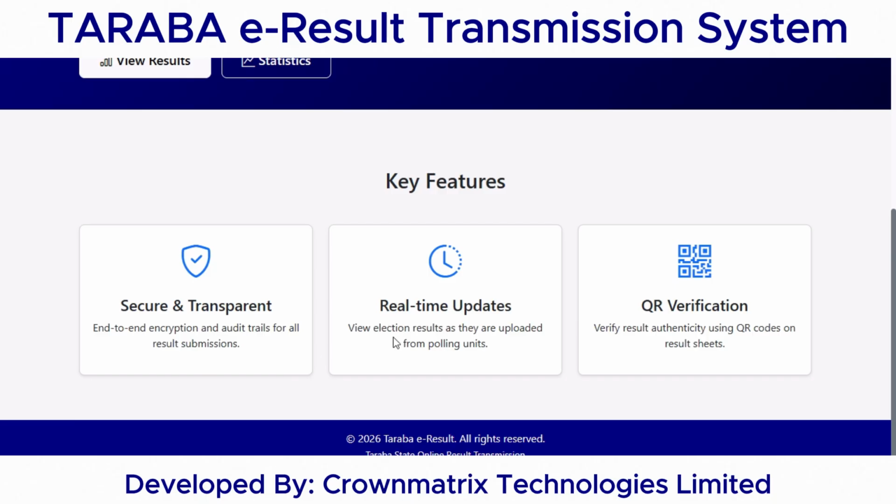And we also have real-time updates. Anytime a result is uploaded from a polling unit, it gets to the site immediately and users can view the result without any interruption. There's also a QR verification button that you can use to verify if the result is valid or a scam. So once you click on that QR verification code and it says the result is invalid, basically you know it is not from us. Someone might have tampered with the system.